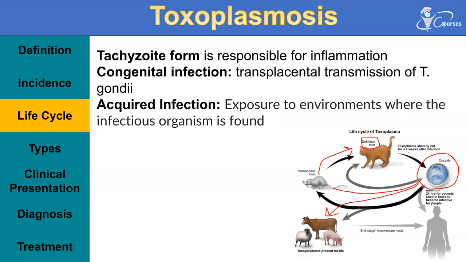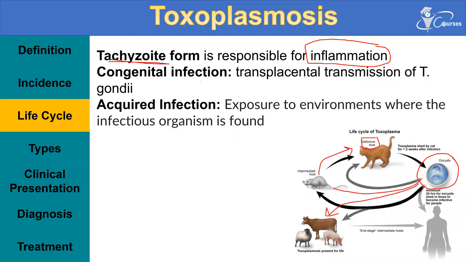Okay, so this oocyst later on will transform into the tachyzoite. It will transform first into bradyzoite, then tachyzoite. This tachyzoite is the form which is responsible for inflammation. This also has been asked before in the exams.